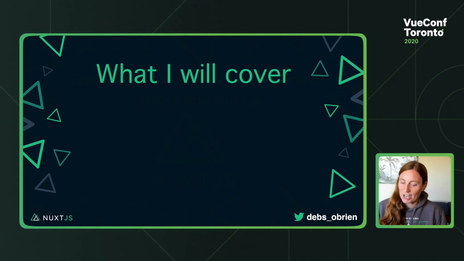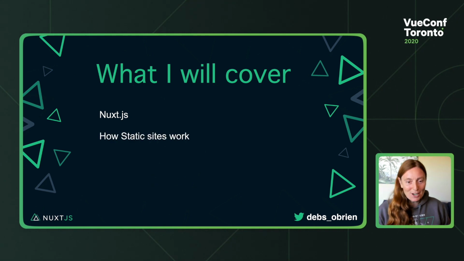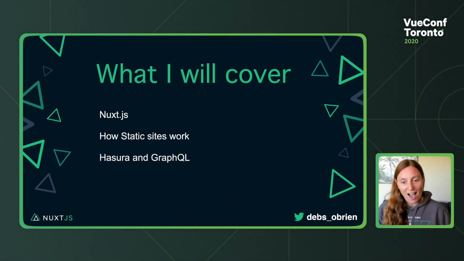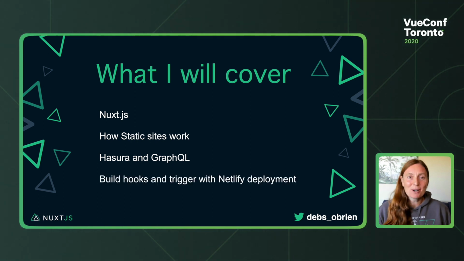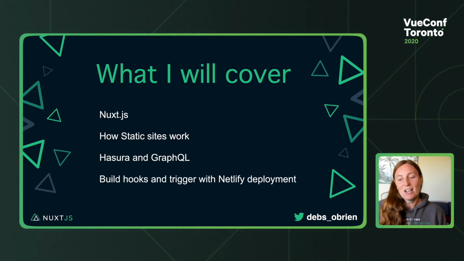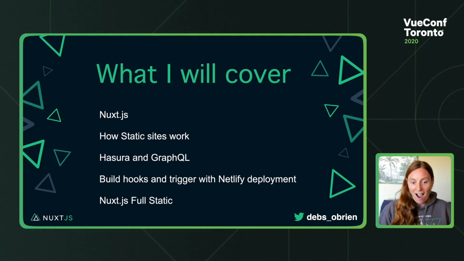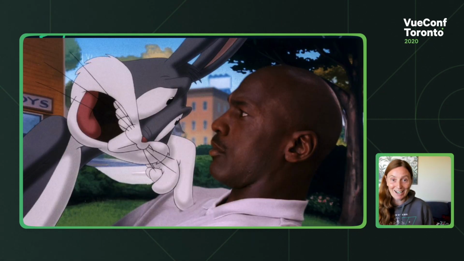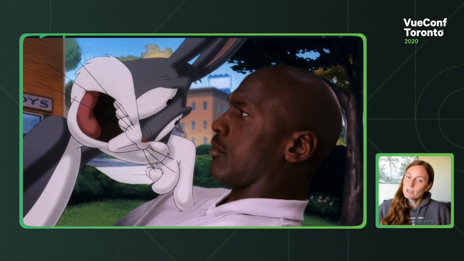So what am I going to cover today? Well, we're going to cover Nuxt.js. Yes. We're going to cover how static sites work. We're going to cover Hasura and GraphQL. And we're going to cover build hooks and trigger with Netlify deployment. And the Nuxt.js full static. I know, right? That's just like a lot to take in. Don't worry. We'll take it slow and we'll get through this together.